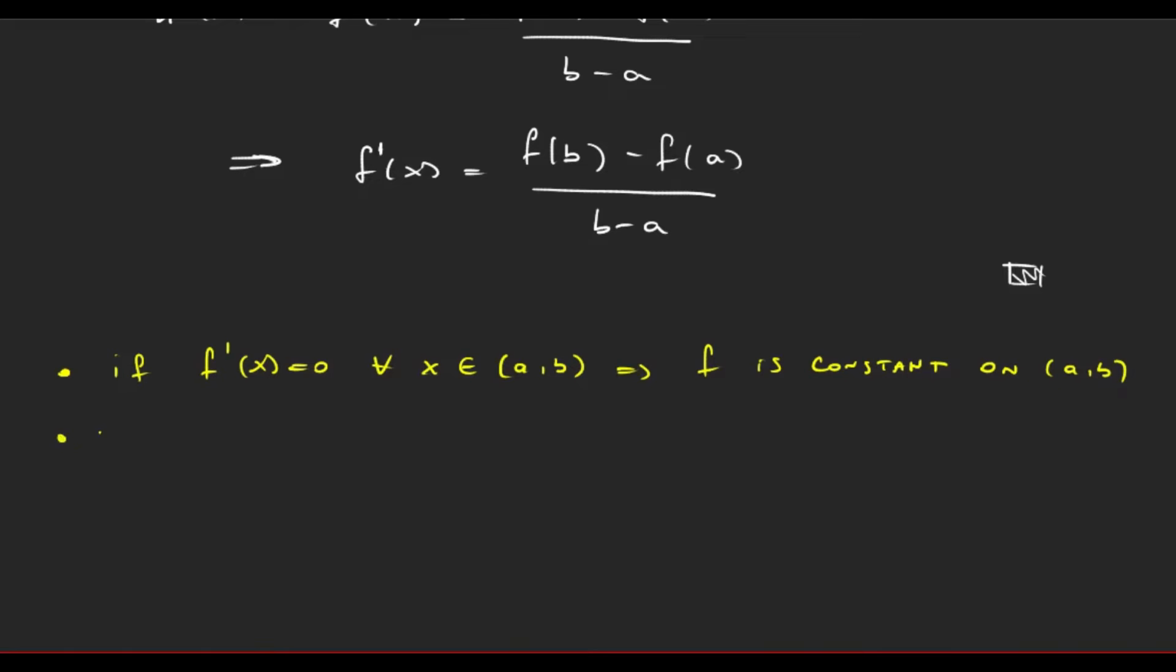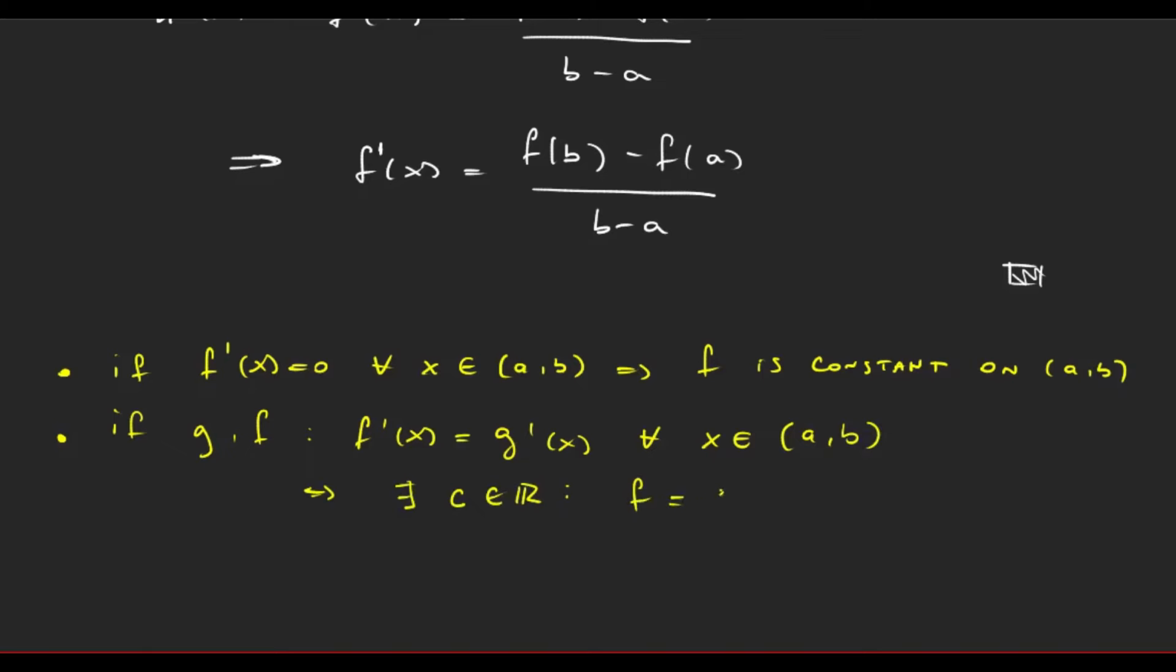We can also use the mean value theorem to prove that if we have two functions, g and f, such that f prime in x is equal to g prime in x, and if this happens for all x in, again, some interval ab, then there exists some constant c such that f is equal to g plus this constant. And the way we prove the second one is just using the first corollary for f prime minus g prime.